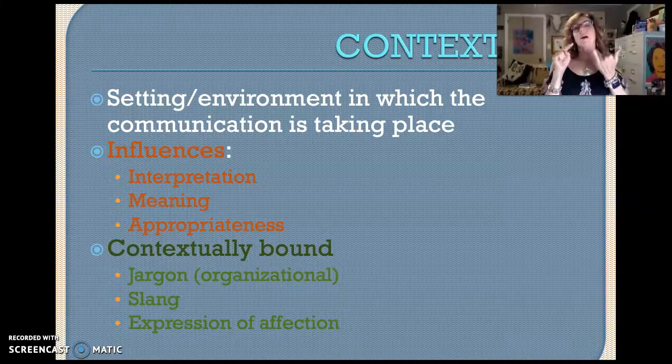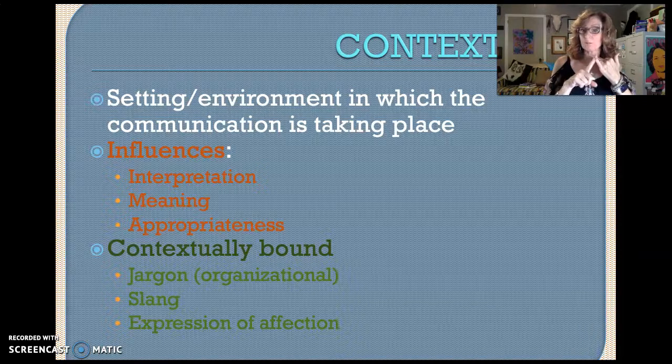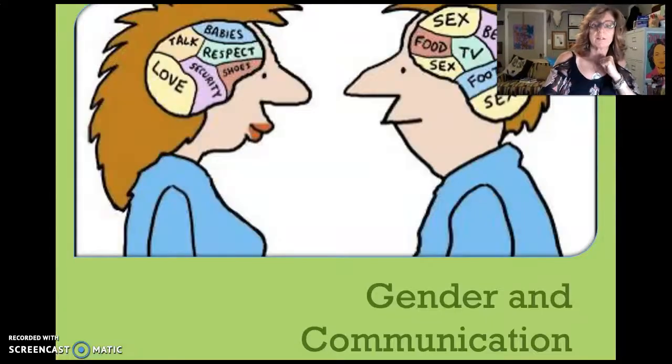So now we've talked about rules in verbal communication. One characteristic is the rules around it, right? We talked about the different kinds of rules, constitutive and regulative. We talked about the symbols, abstract and concrete, denotative and connotative. We talked about the subjectivity of it. And now finally, we've talked about the context. Now let's get into gender and communication.